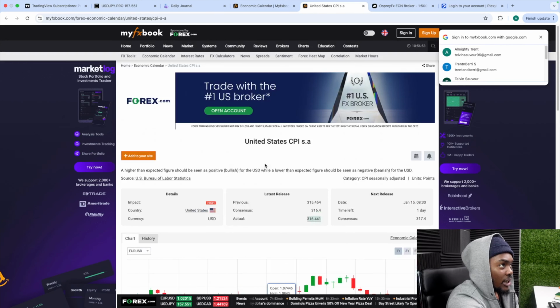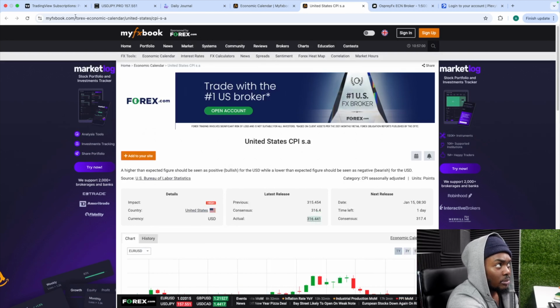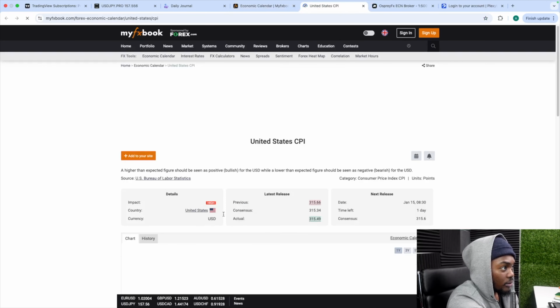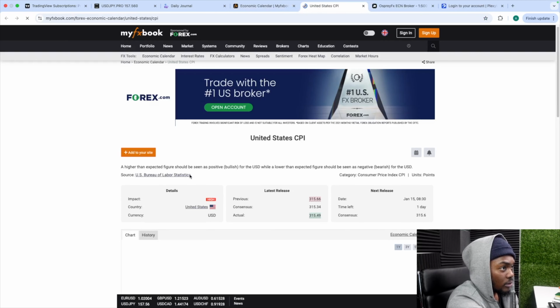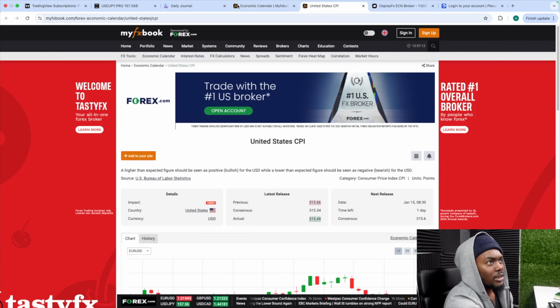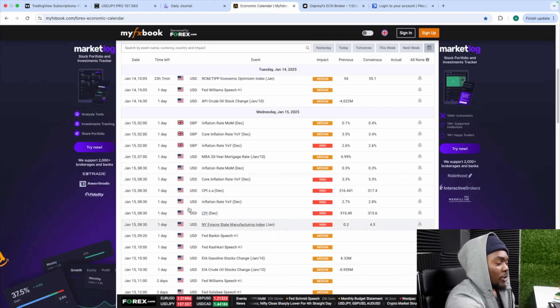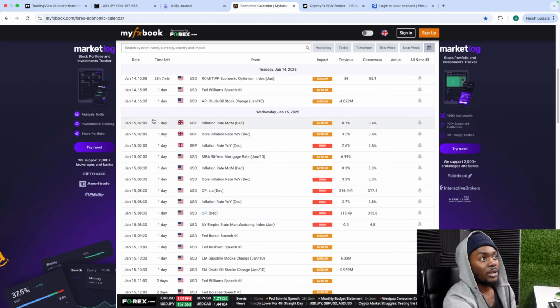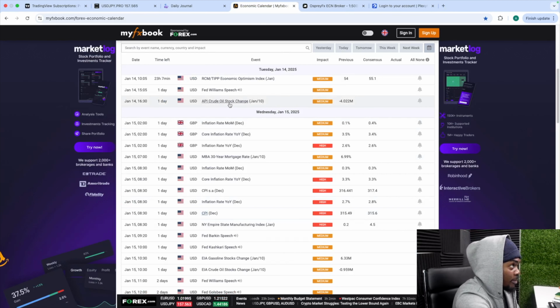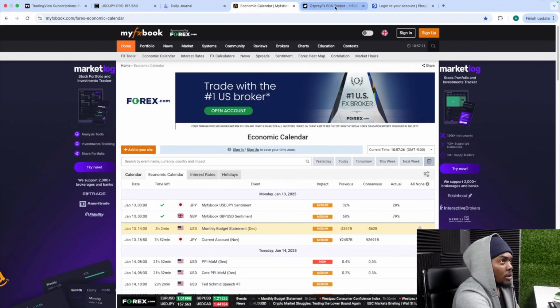USD CPI data usually has a little description on what CPI data is. If you guys don't know what CPI data is, feel free to Google it. Usually I have a little description on what CPI data is, but for some reason it doesn't show. If you want to know exactly what CPI data is, look it up on Google. So, MyFXBook, strictly for news and news only.